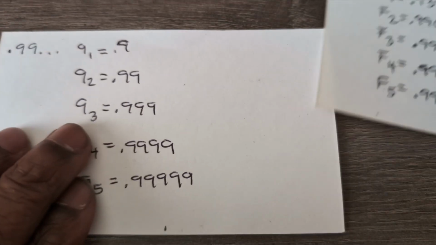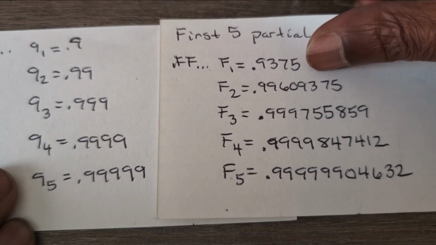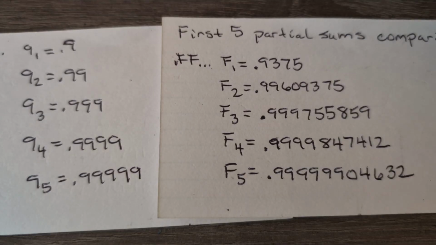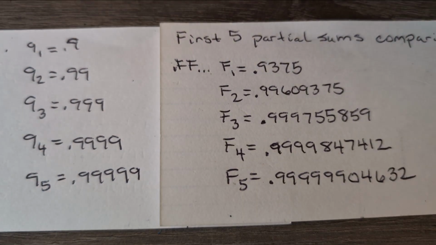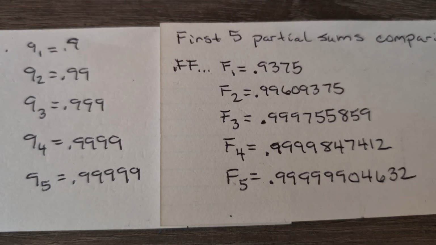Okay. So anyway, you've got these 9s, and we're going to put this beside it. Okay, as you can see, the first one is just a 9, but then there's an extra 375 over here to the right of that 9.